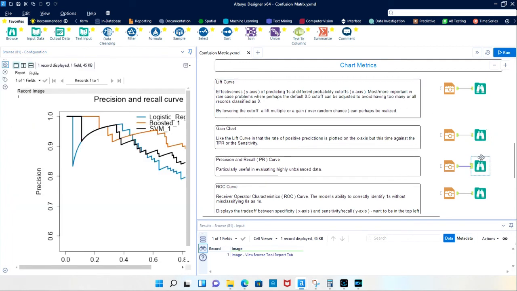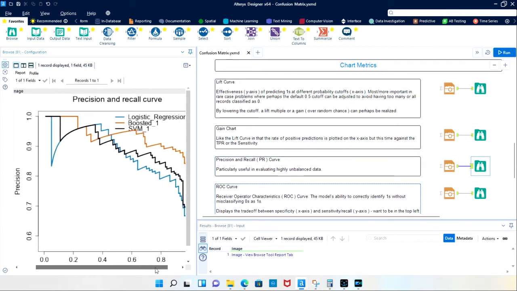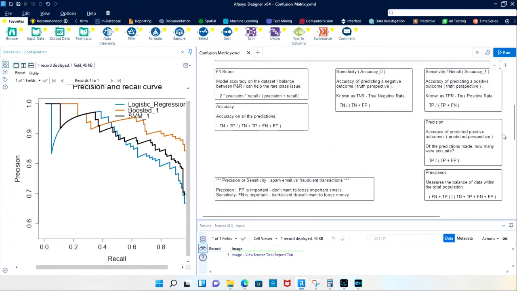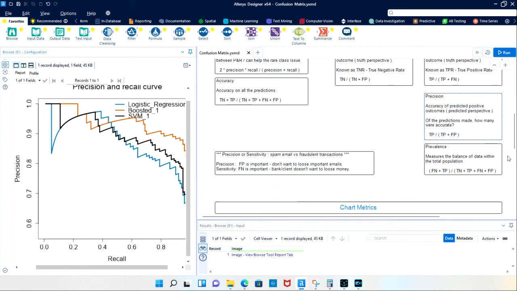Next is our PR curve, our precision and recall curve. This is quite an interesting curve because one of the things you'll notice here is that precision starts at 0.5, but let's go to the definition to see why it's interesting, because what we're plotting is sensitivity, recall, against precision, and definitionally speaking we're plotting the accuracy of predicting a positive outcome against the accuracy of having predicted a positive outcome. So quite an interesting chart.